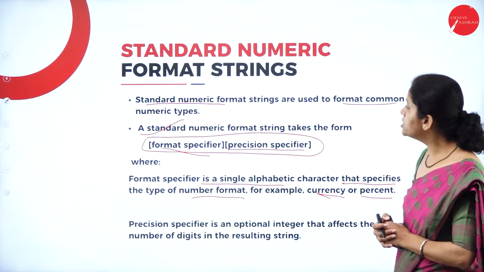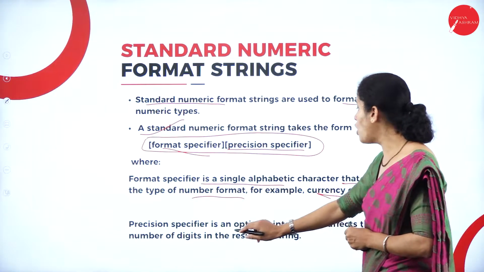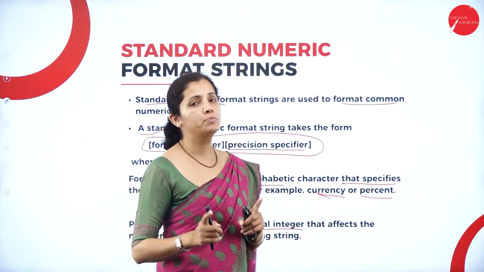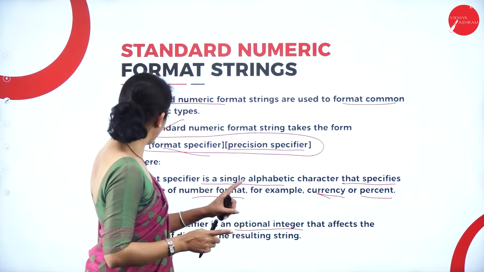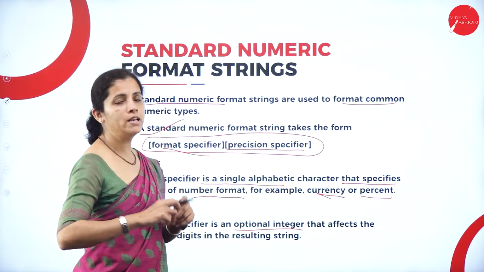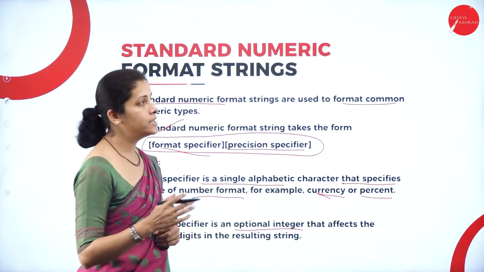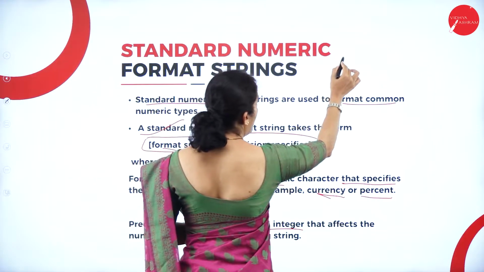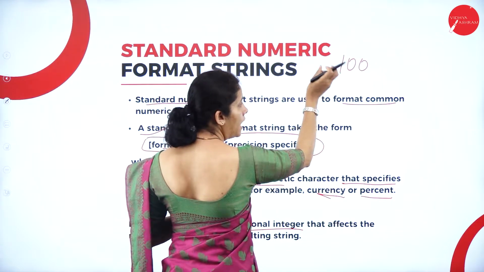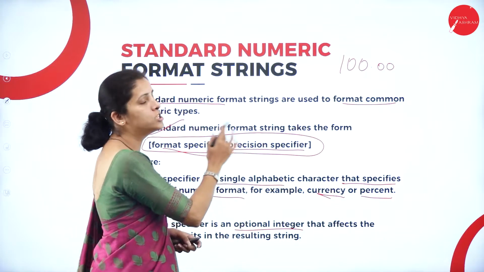Then what is the precision specifier? The precision specifier is an optional integer that affects the number of digits in the resulting string. For example, say I have 100 rupees. Here I am going to write 100, and if I write 0.00, that is nothing but the precision specifier.